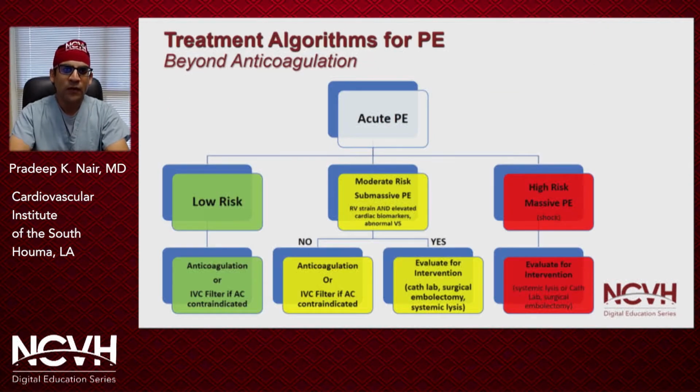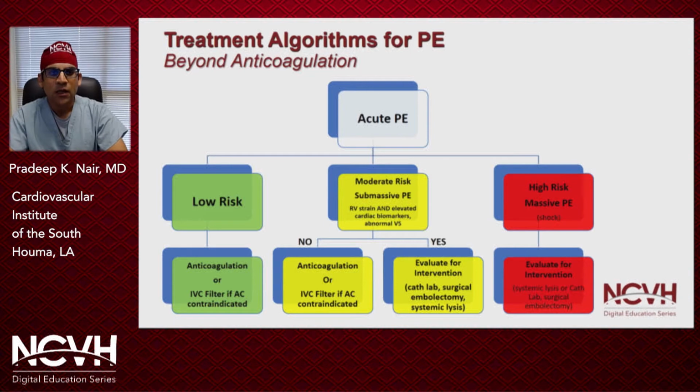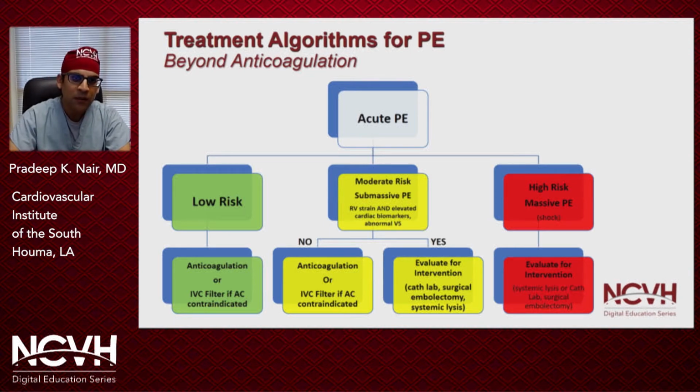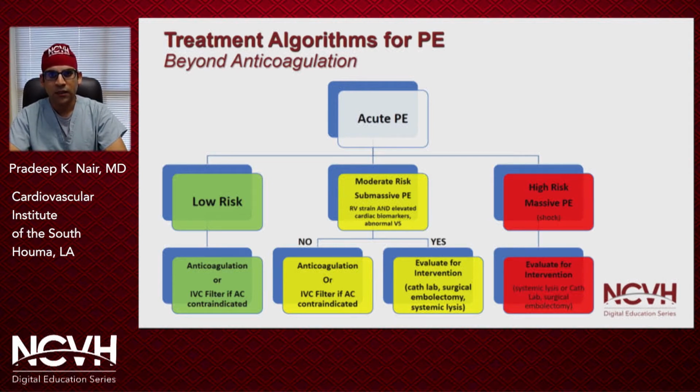When we look at pulmonary embolus, we have several treatment algorithms. We have one treatment algorithm that we've been following with several classifications. We have a low risk, moderate risk, and high risk PE category. Now, when a patient presents with a high risk PE, it's pretty clear. They have shock.